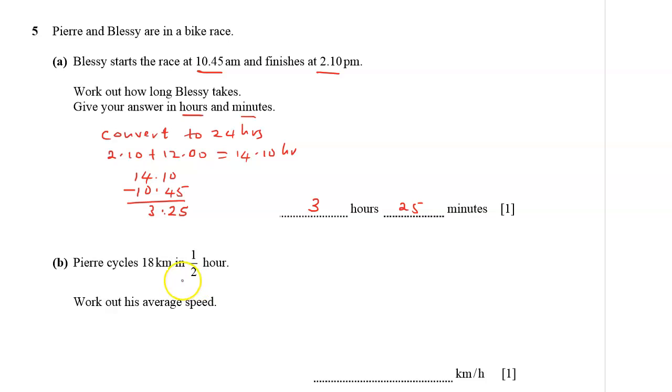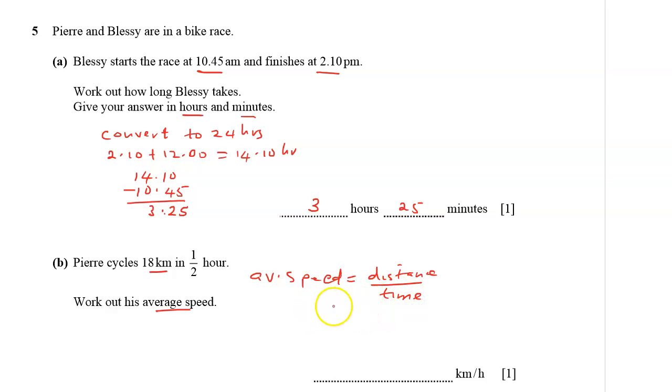Part B. Pierre cycles 18 kilometers in half an hour. Work out the speed of Pierre. Of course, we know that average speed is equal to total distance traveled over total time taken.